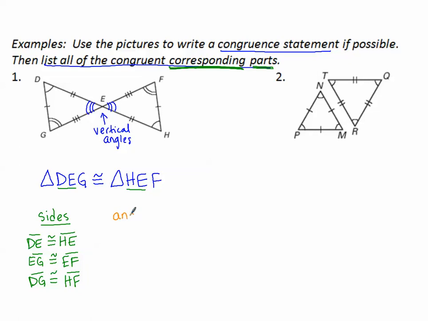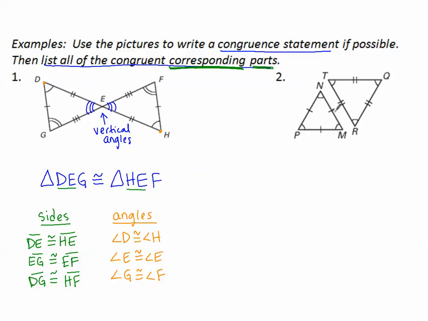How about the angles? I'll pick one to begin. Angle D is in the same position as angle H. Angle D congruent to angle H. I could also use the picture and see that D and H are both 1 slash angles. You try the other ones. Were you correct? Let's look at number 2.